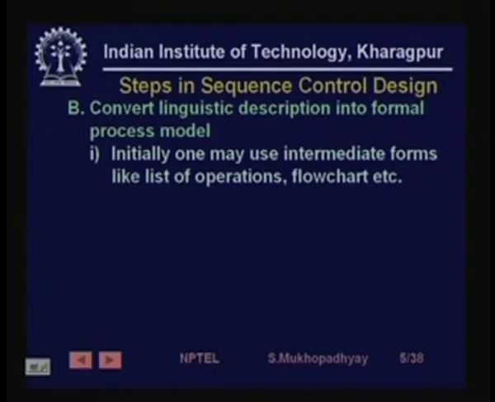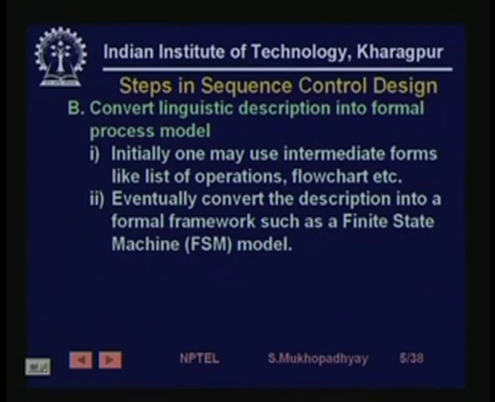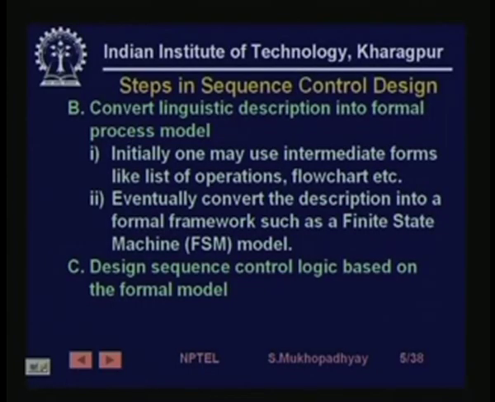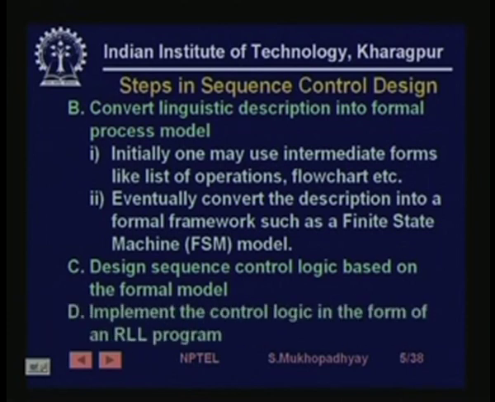Even during the process of transforming it into a formal process model, one may initially use intermediate forms like flow charts, for example. Okay, then finally it is prescribed that one should be able to convert it to a formal mathematical framework, something like, let us say, a finite state machine, which we will be using here. Up to this the operations are manual. Having done that, one has to go for design of the sequence control logic based on the formal model, and then finally one has to implement the control logic in the form of an RLL program.